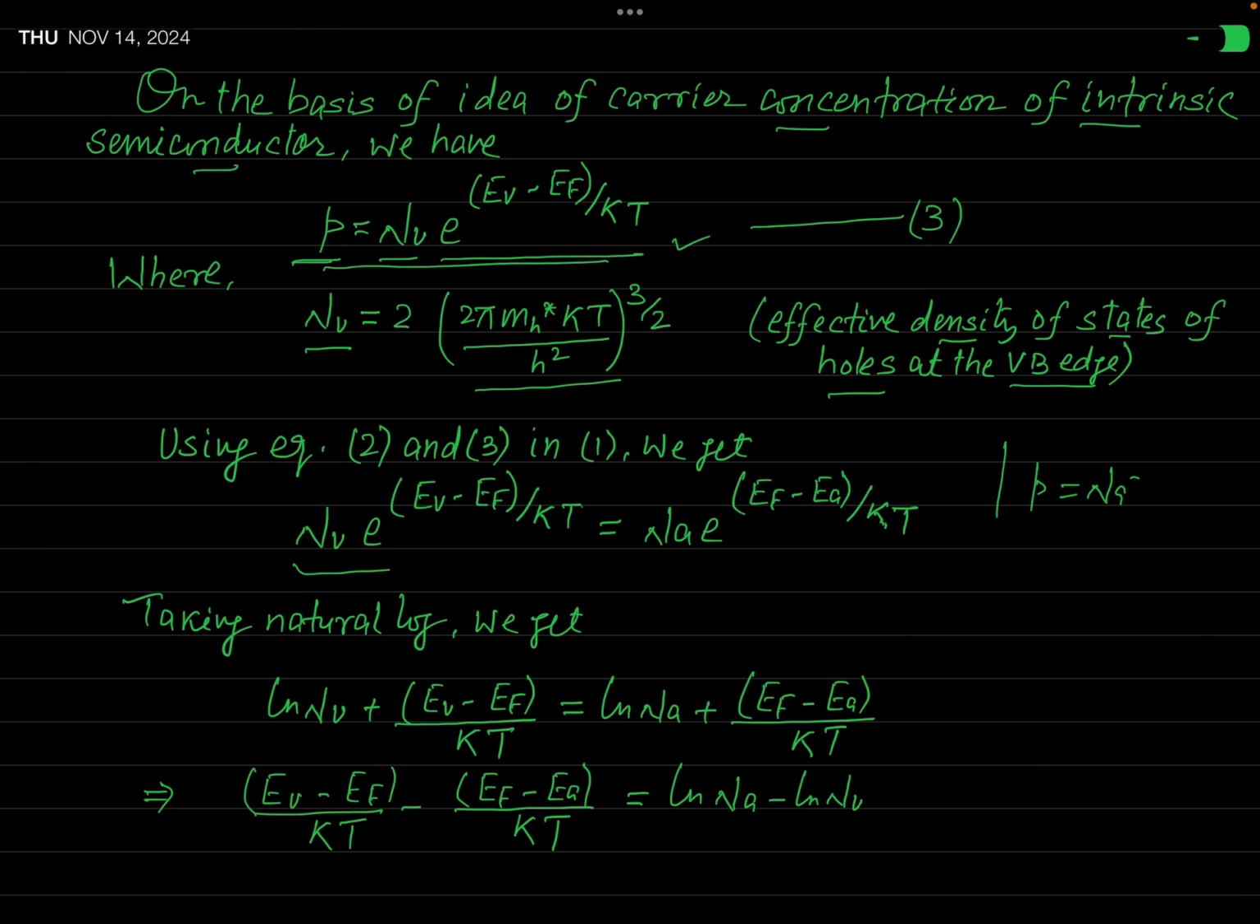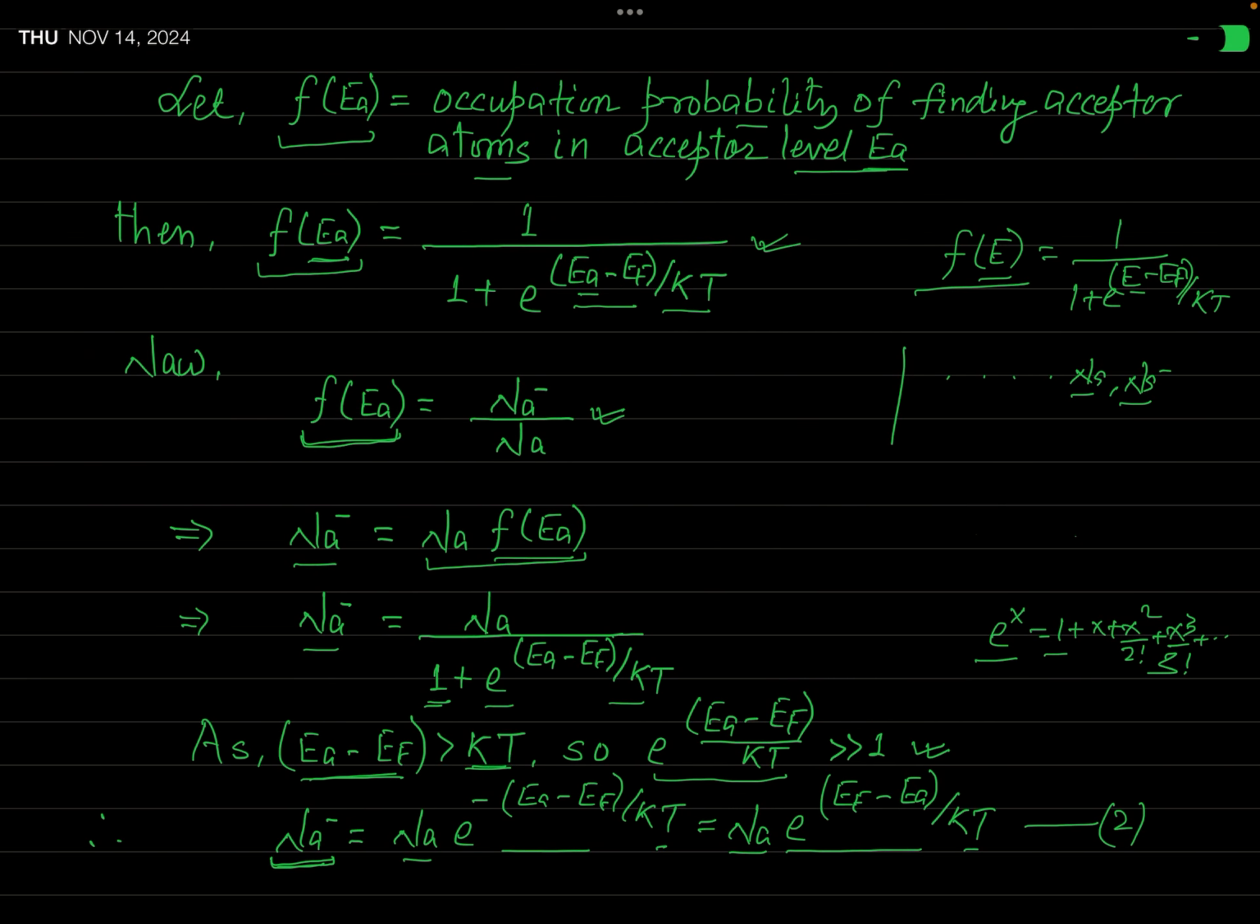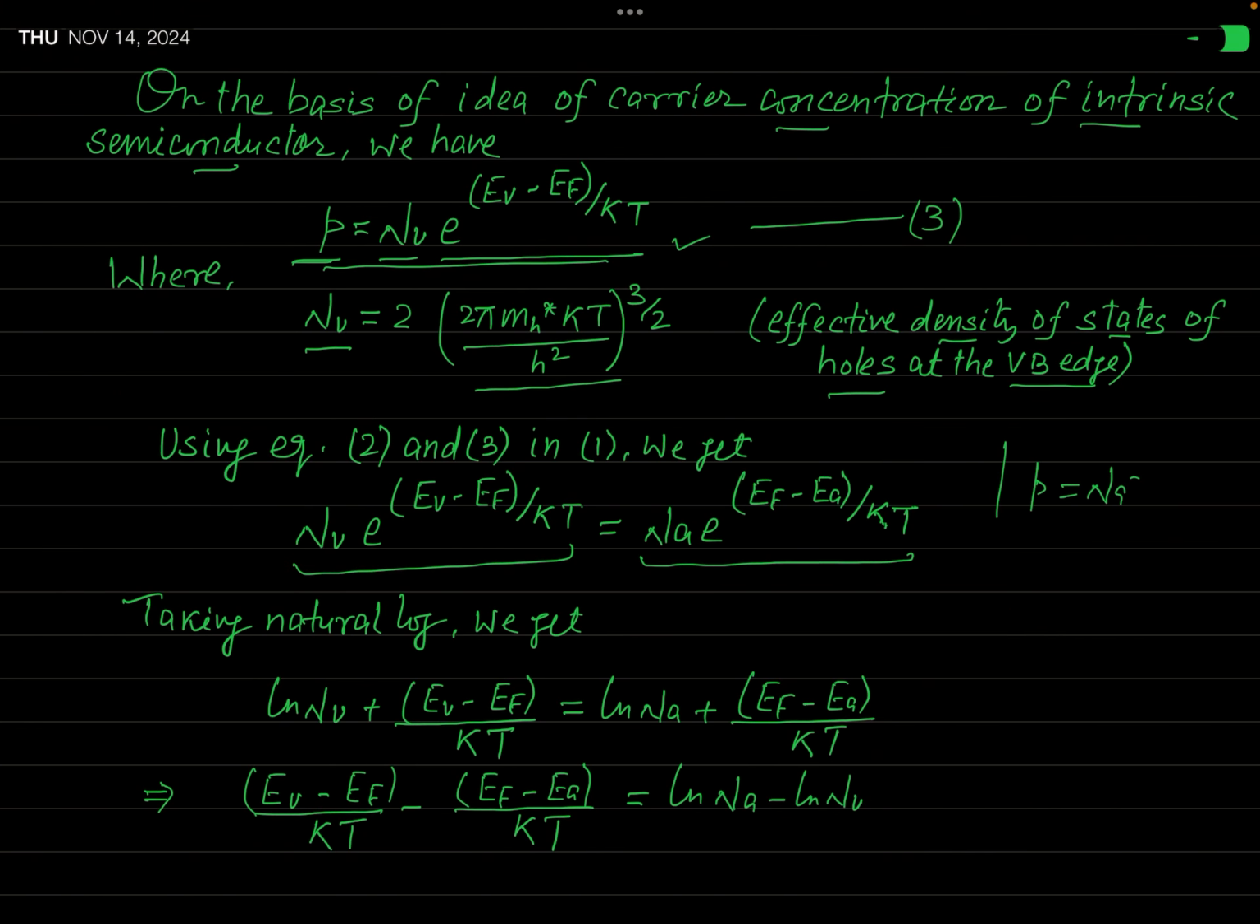So at the place of P I have written this much, and Na, we have just learned that Na is equal to this much, you can see here, and so we have equated these two values. Okay. Now to find the value of EF, we will have to do some mathematical steps. And for this, let us take the natural logarithm of this equation.